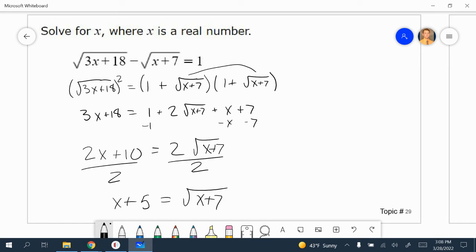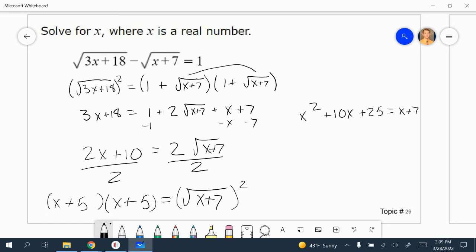Now I've got to square both sides again. So all of this stuff is going to get squared, which is a binomial. So we're going to have to FOIL this again. There's a lot of foiling going on in this problem. So that would mean we have x squared plus 10x plus 25 equals x plus 7, because we squared a square root.